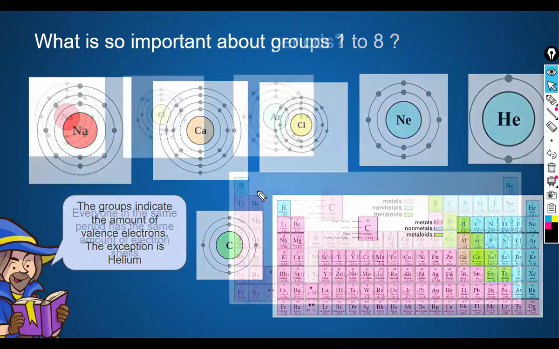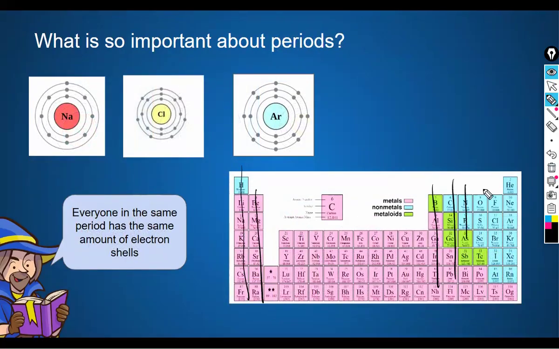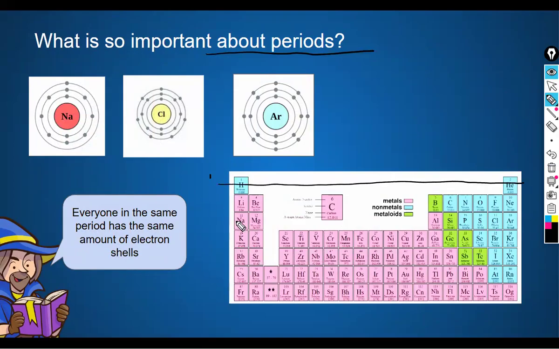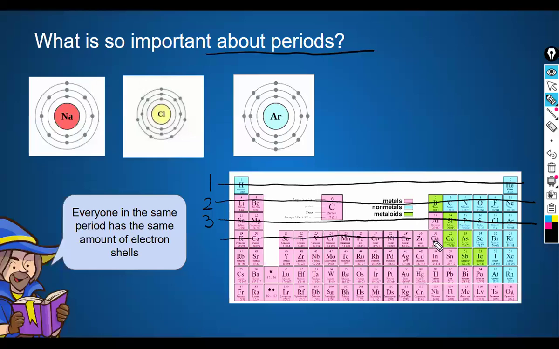Go downwards. Group 1, group 2, group 3, 4, 5, 6, 7, and 8. Now we're going to talk about the periods. The periods go horizontal. This is period 1. Period 2. Period 3. And you won't need to cross period 4 for the exam, okay?